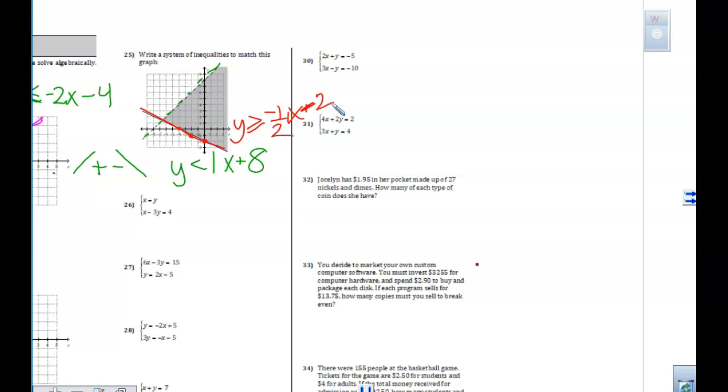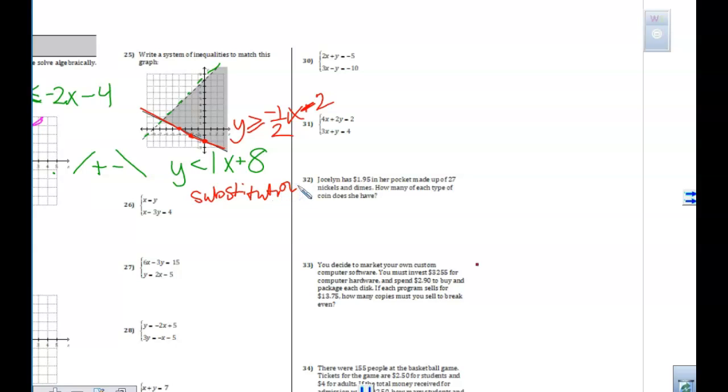I don't care which way you solve, but I want you to try a couple, one with substitution and one with elimination. Maybe number 30. Yes, for sure. So, 26, what seems to make sense? Should we use substitution?